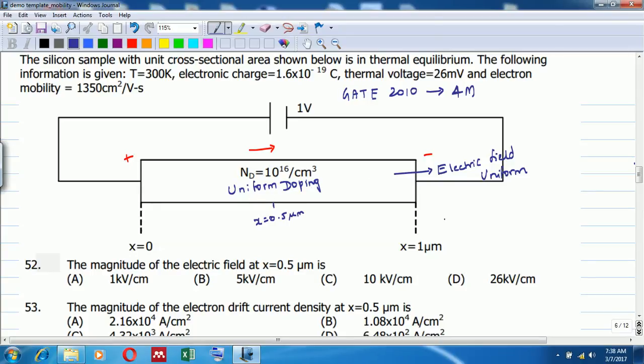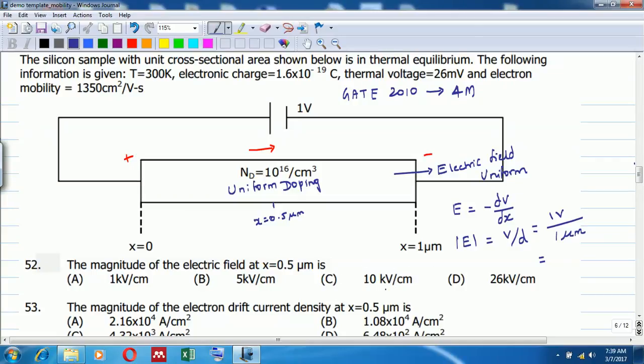So we know the expression for electric field, E is equal to minus dV by dx. In this case we are saying it is uniform throughout the semiconductor bar. So they are asking you the magnitude of the field. You can write magnitude of E is equal to V by D, that is applied potential, that is 1 volt divided by the thickness of this semiconductor, which is 1 micrometer. So this will be 1 volt per micrometer, but we can see it is expressed as kilovolts per centimeter.